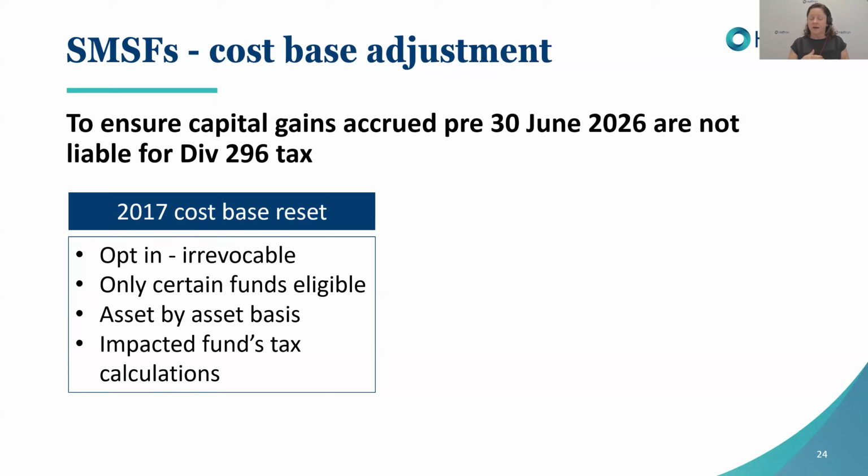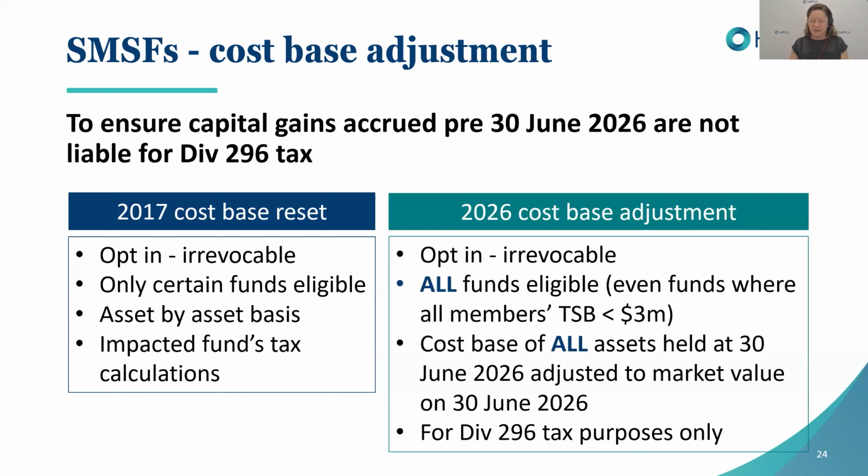So it could have had a tax consequence for the particular superannuation fund. As I said, this 2026 thing is different. We're calling it a cost-based adjustment rather than a cost-based reset, just to remind ourselves that it's going to work differently. Again, it's going to be an opt-in, but all superannuation funds will be eligible. All self-managed superannuation funds will be eligible. Even funds where all of the members' superannuation balances are currently less than $3 million.